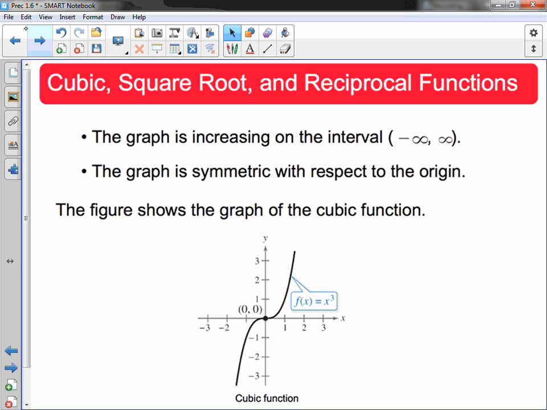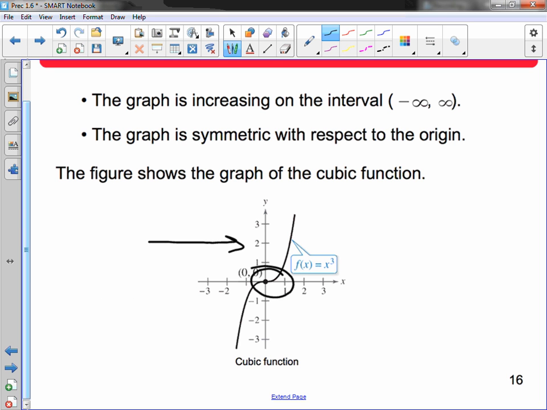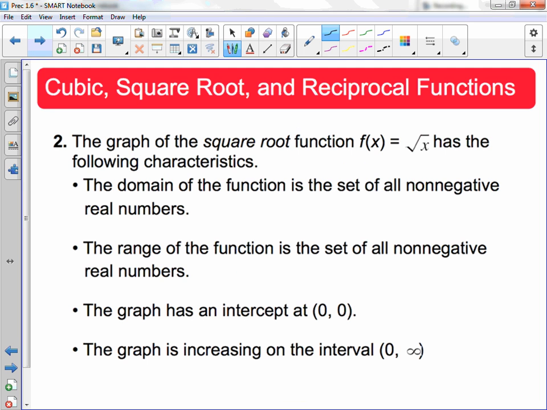The graph is increasing all the way because it's continuing to go up. If we come from the left and go towards the right, it is continuing to increase. At the middle there, at the origin, it seems like it's not. It's just increasing at a very, very small amount. It's just hard to see. But it's increasing across the whole thing.